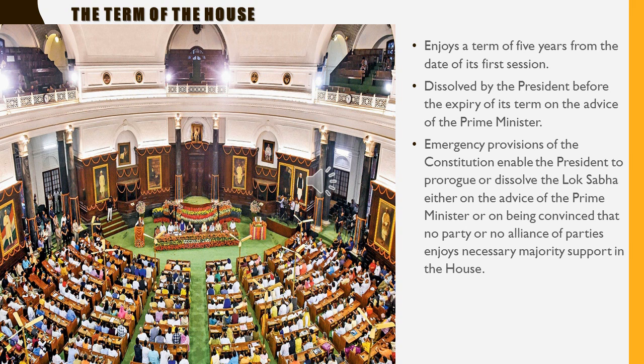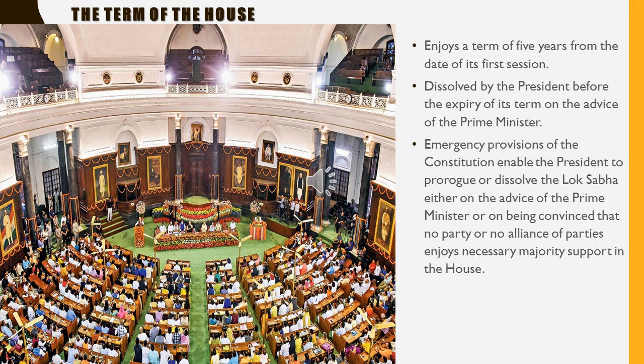So the Lok Sabha enjoys a term of 5 years from the date of its first session. It can be dissolved by the President before the expiry of its term on the advice of the Prime Minister. So even though the Prime Minister enjoys a full majority, he can advise the President to dissolve the Lok Sabha before the 5-year completion. So before the term of 5 years is completed, the Prime Minister can request the President to dissolve the Lok Sabha.